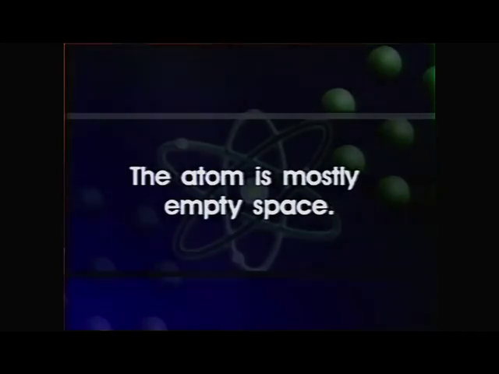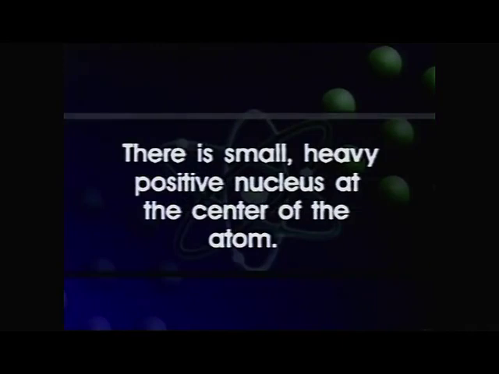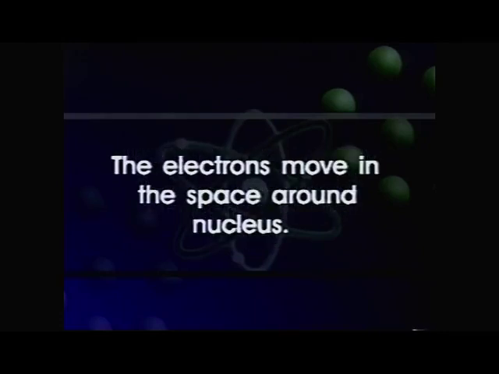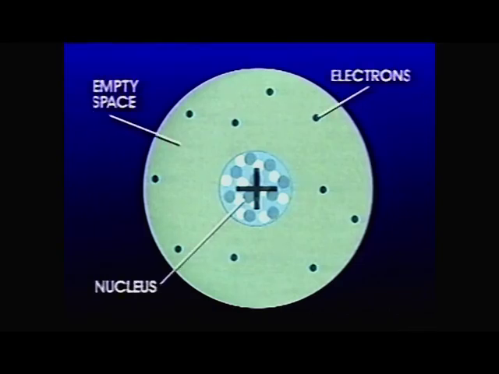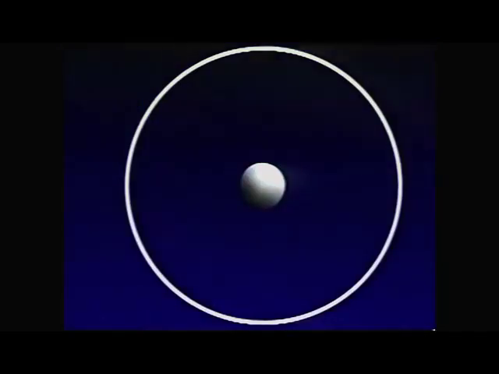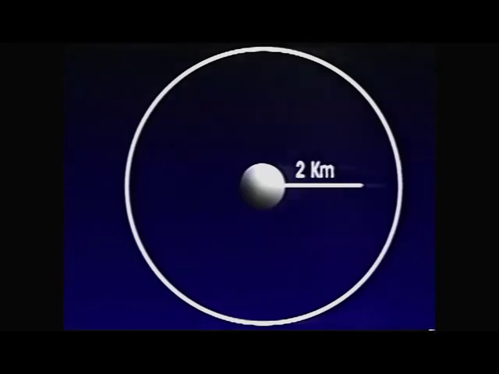He concluded that the atom is mostly empty space, composed of a small, heavy, positively charged nucleus, surrounded by tiny negatively charged masses, the electrons. Rutherford's model, also called the nuclear model of the atom, looks like this. If the nucleus were the size of a ping pong ball, the radius of the atom would be about 2 kilometers. This would explain why alpha particles go through 99.9% of the time.